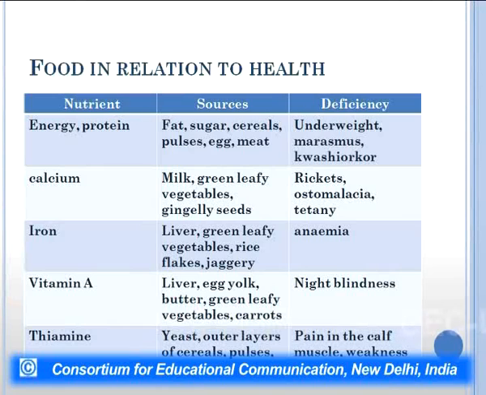Then vitamin A, a very major and important nutrient. It is present in liver, egg yolk, butter, green leafy vegetables, carrots as well as in milk, and deficiency may lead to night blindness and other types of blindness, because long term deficiency may lead to permanent blindness. Then thiamine, it is a B complex, present in yeast and the outer layer of cereals, pulses and nuts. Means the husk also contains vitamin B complex, and that is why it is said that we should consume whole grains and whole cereals in our diet, and the flour is good which includes the whole wheat, and we should not sieve the flour. Its deficiency may lead to pain in the calf muscles and weakness in the heart muscle.